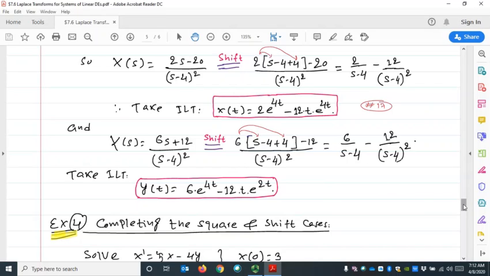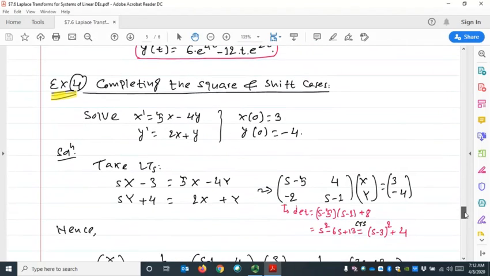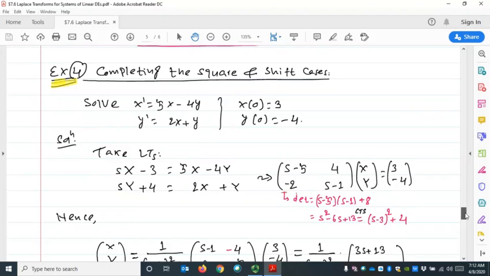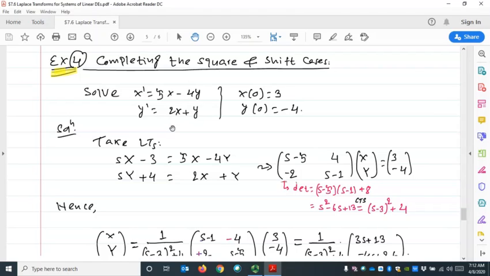Let's move on. Let's do another type with the same types of computations. So complete the square types. So let's do example 4. Solve the system of differential equations using Laplace transforms.